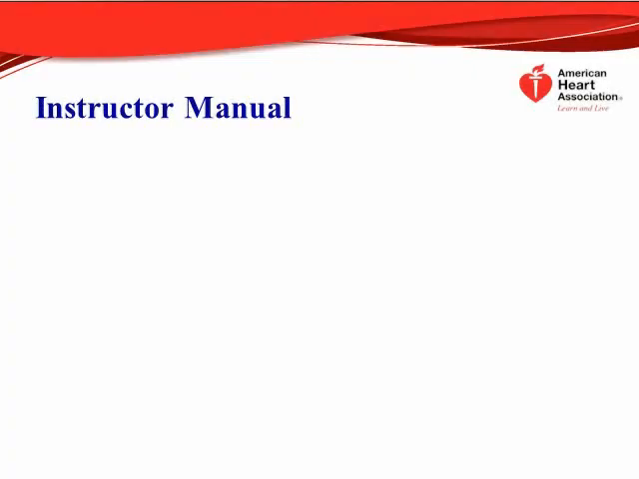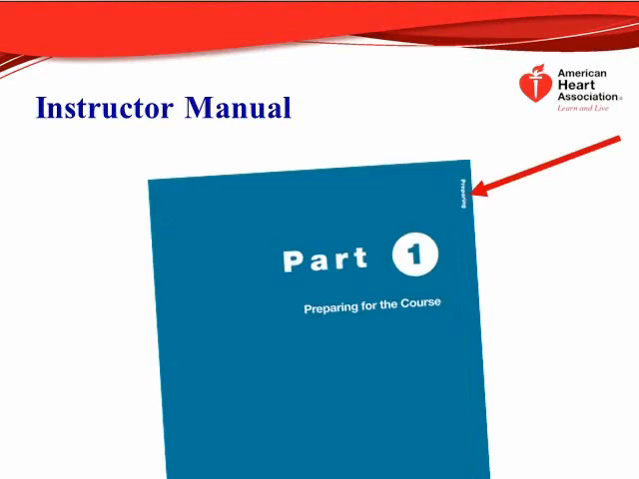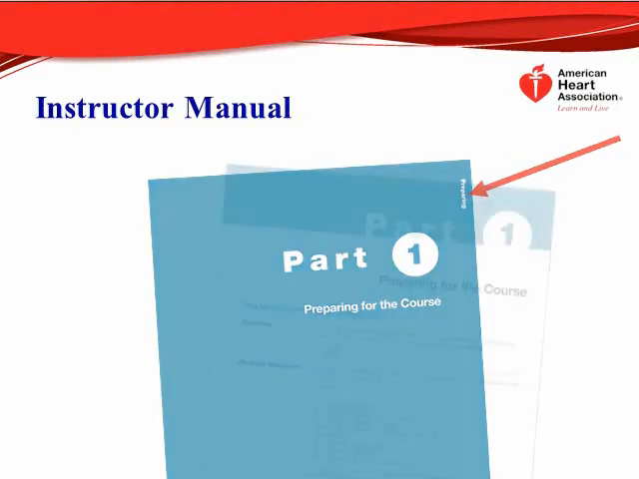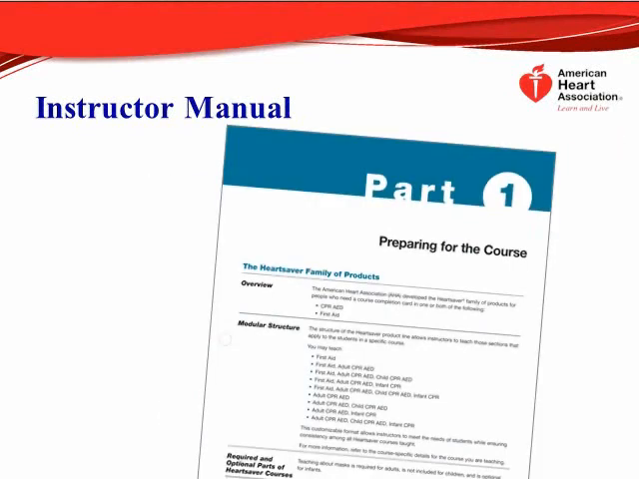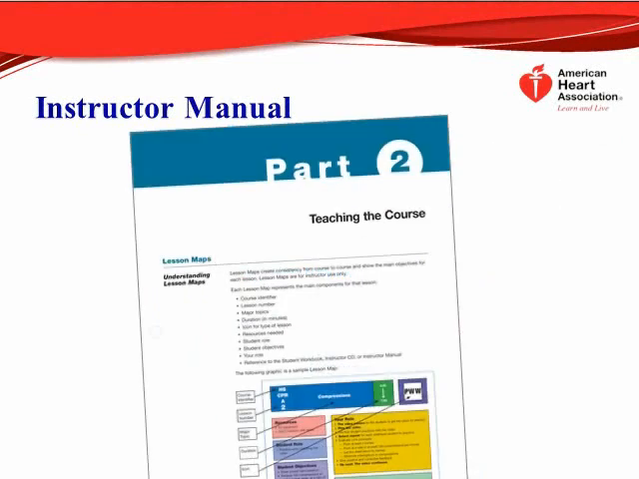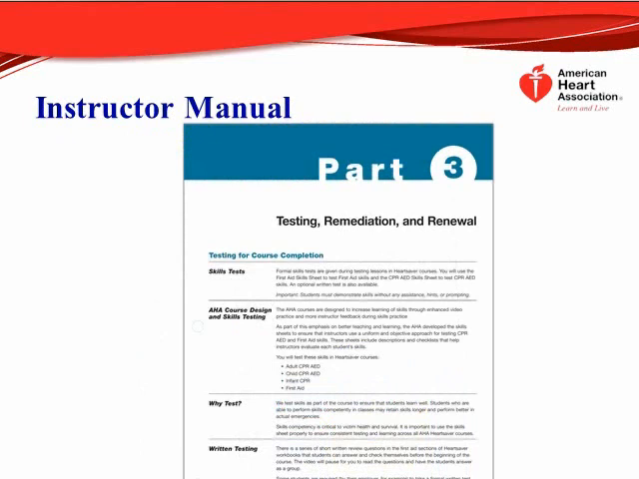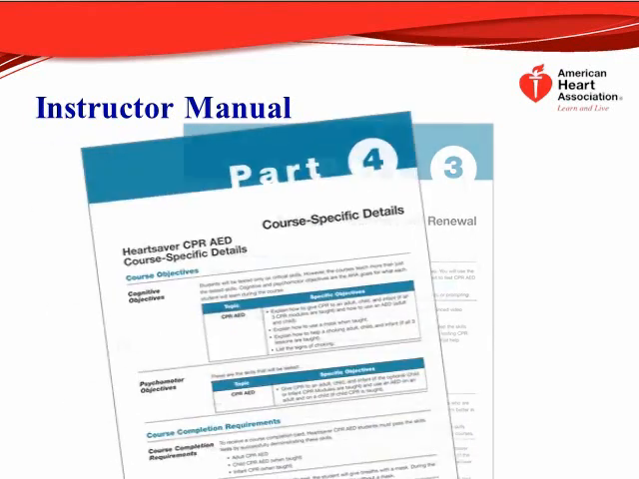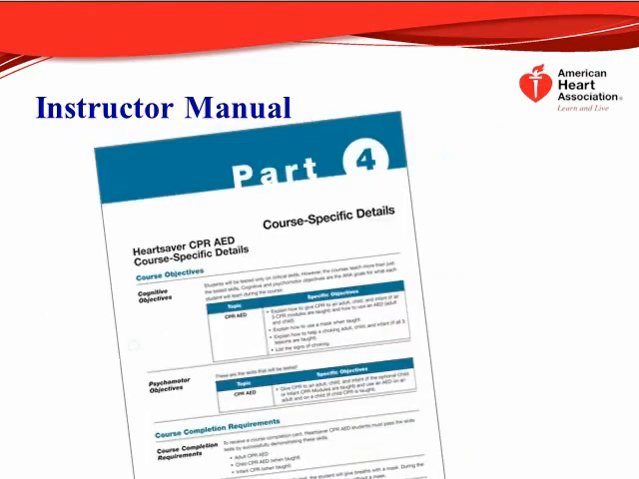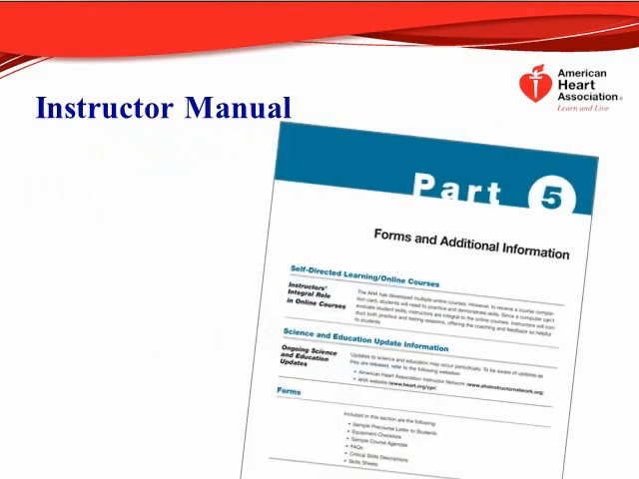You will see that the Heartsaver instructor materials are simplified and include only one instructor manual. Your new Heartsaver instructor manual has 6 parts and comes with 6-page divider tabs as shown here. The tabs are labeled to help you organize your manual and easily find any section. Part 1 covers preparing for the course. Part 2 contains details for teaching the course. Part 3 is testing, remediation, and renewal. And Part 4 is course-specific details.